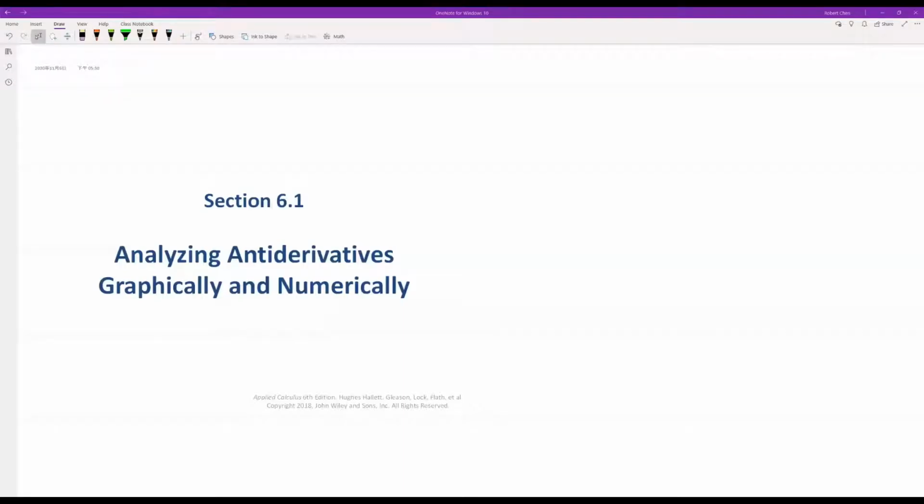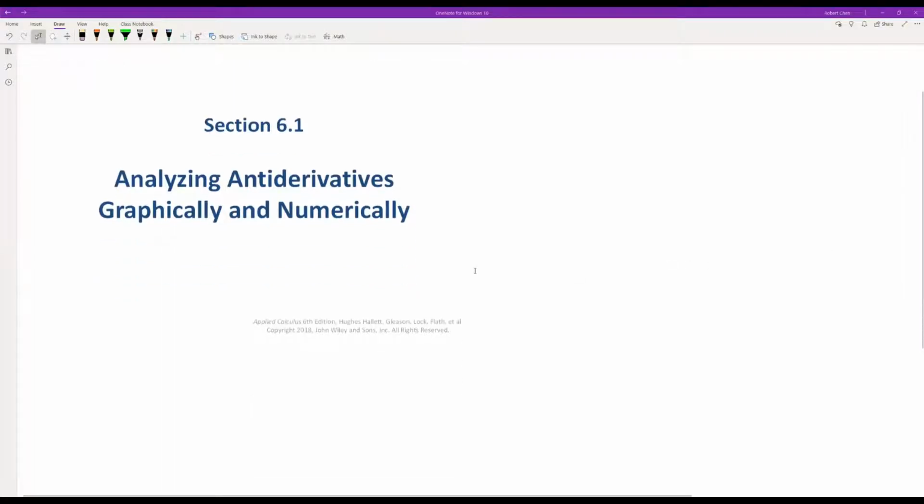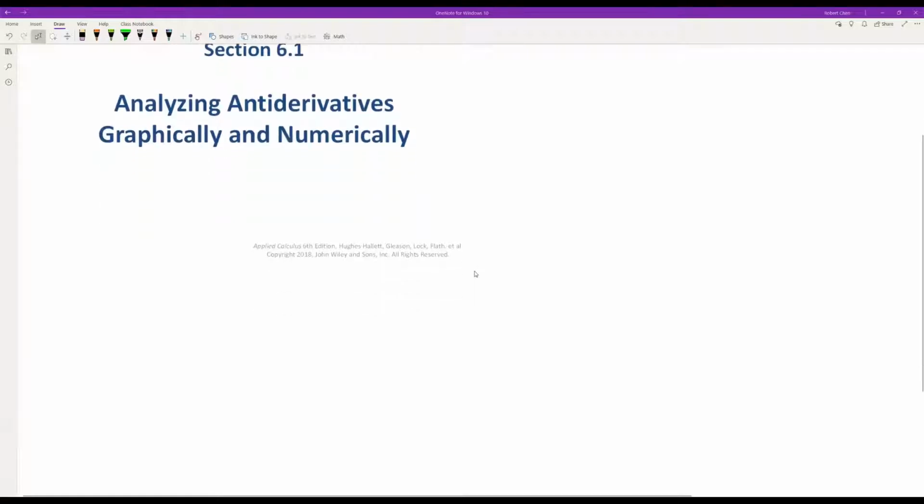Hello guys, this is 6.1 and we're starting a new chapter. This first section we are going to learn about antiderivatives, or another name for that is integrals. But they are quite a little bit different. Antiderivatives means the function, and the integral actually represents the operation. Right. So let's take a look at something very simple.